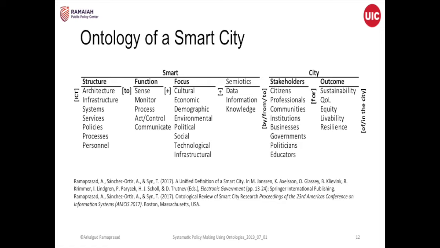When you talk about the smart city, one could break it up into the smart part and the city part. We could think of the city part as having two dimensions: the cities, the stakeholders, and the outcome. When we talk of the outcome, we can think of the sustainability of the city, quality of life, equity, livability, and resilience of the city.